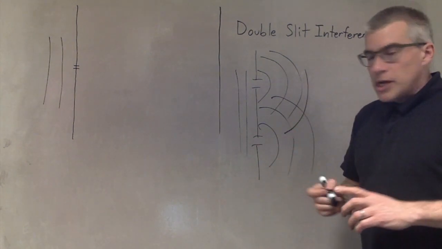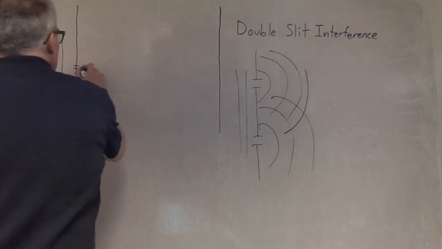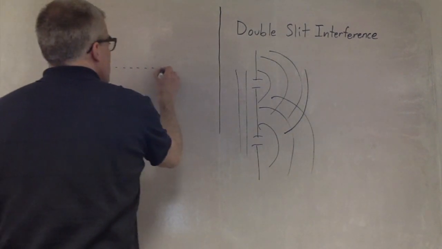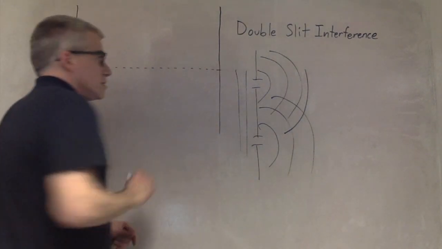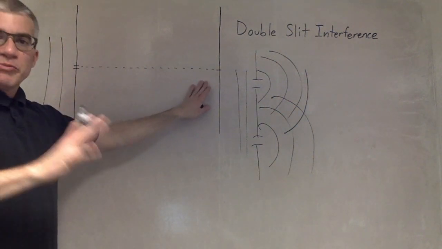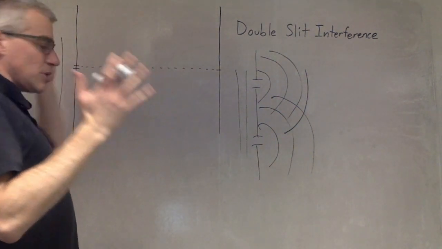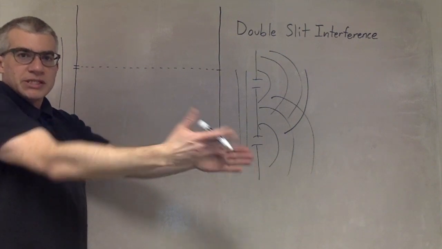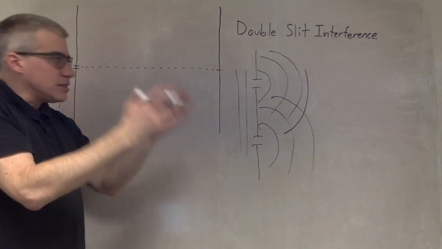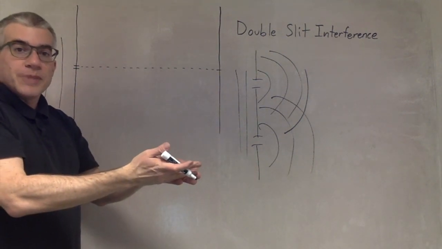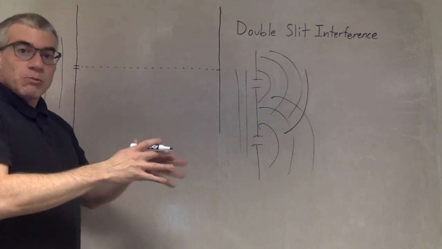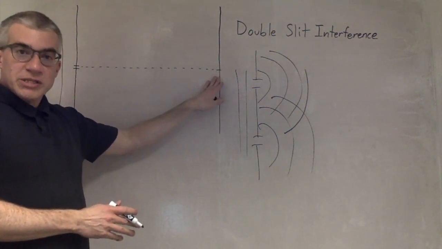So what's going on? First, the center line. If you're directly in the center, that's going to be bright. The two beams are coming from the different slits, and they're in phase the whole way. There's nothing to make a difference. So they will interfere constructively, and you will have a bright spot in the center.